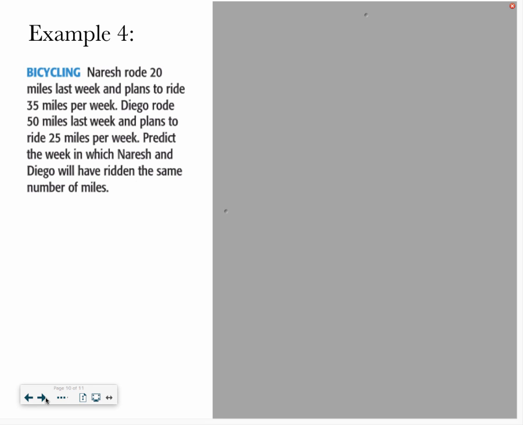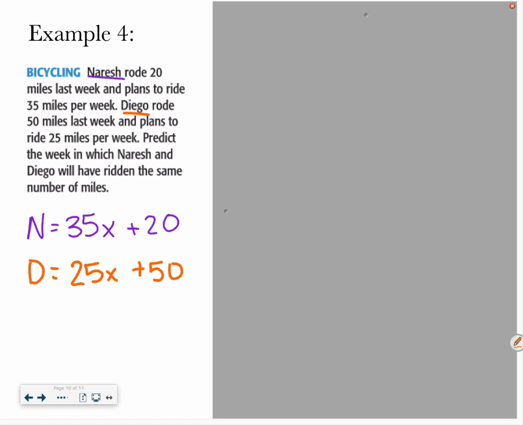Okay, so if I think about this, Naresh rode 20 miles last week. So I'm going to say n equals 35 miles per week, plus the 20 he rode last week. Diego rode 50 miles last week, plus plans to ride 25 miles per week. So that would be how I set up my equation, and then I would just have to go and graph it.